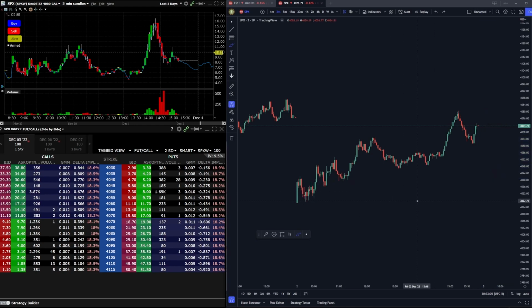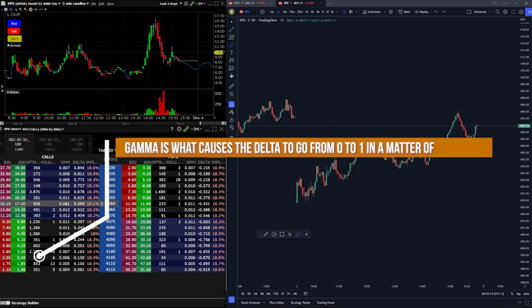So that is effectively delta. Now the next Greek I want to talk about, which impacts delta, is called gamma. And gamma is how we said delta is like speed. Gamma is the acceleration of that speed.